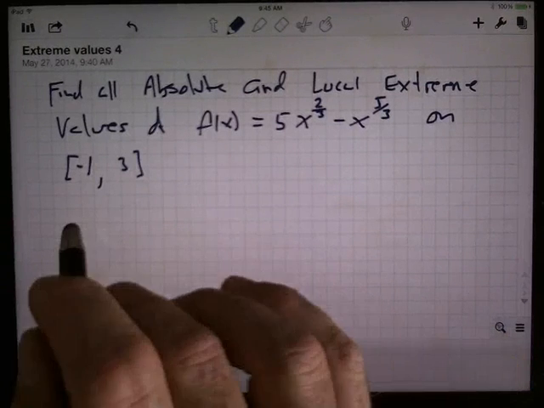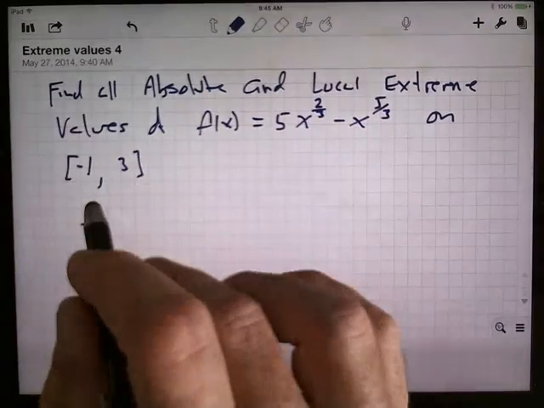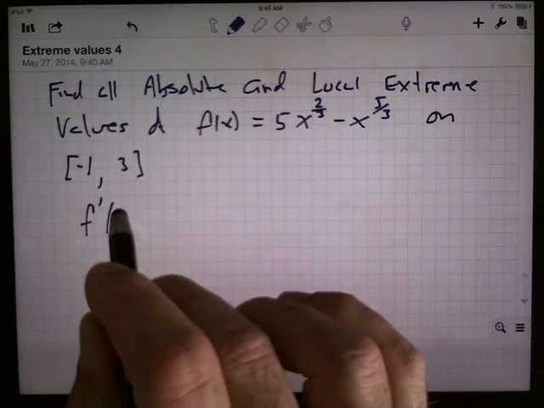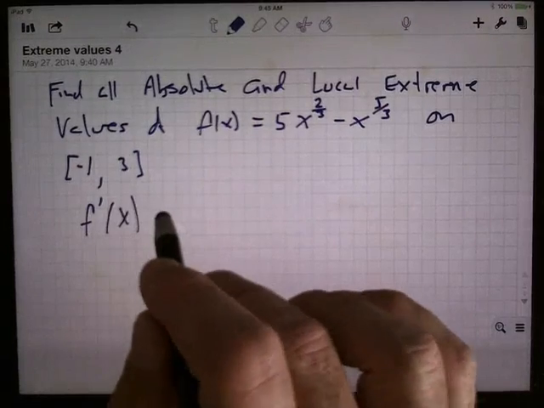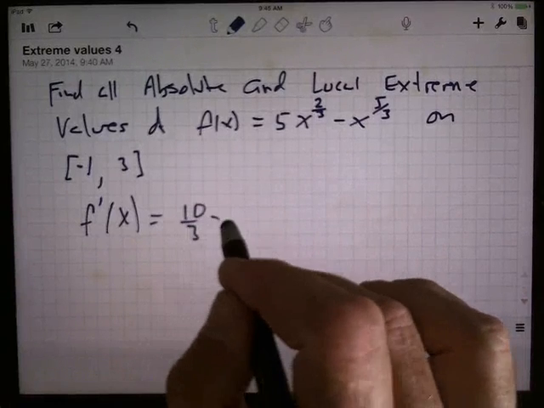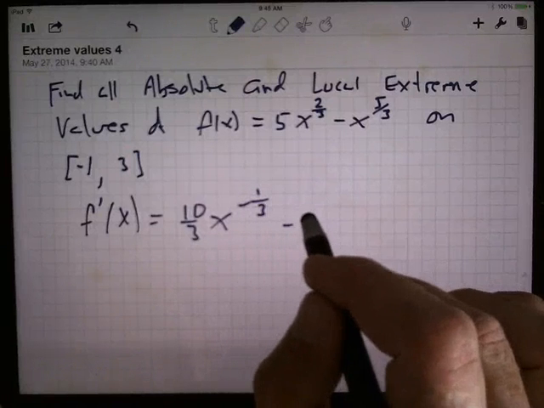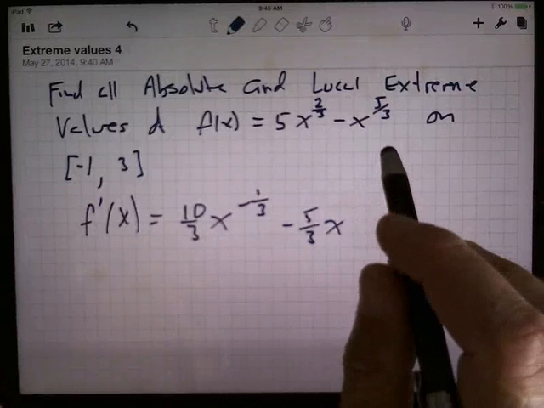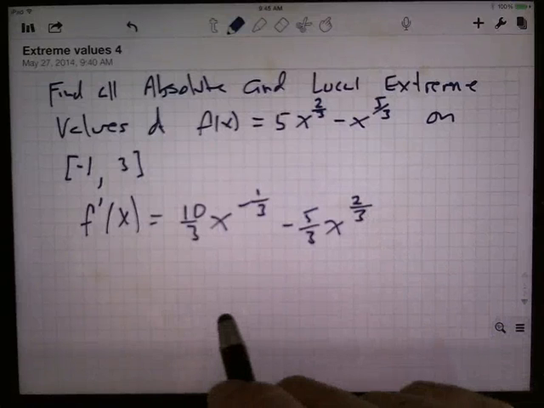So what I'm going to do is take the derivative, because to find the critical values, either way, you're looking at the derivative either equal to 0 or undefined. So the derivative is, what's this? 10/3 x^(-1/3) minus 5/3 x^(2/3), because if I subtract 1 from 5/3, that would be 2/3.